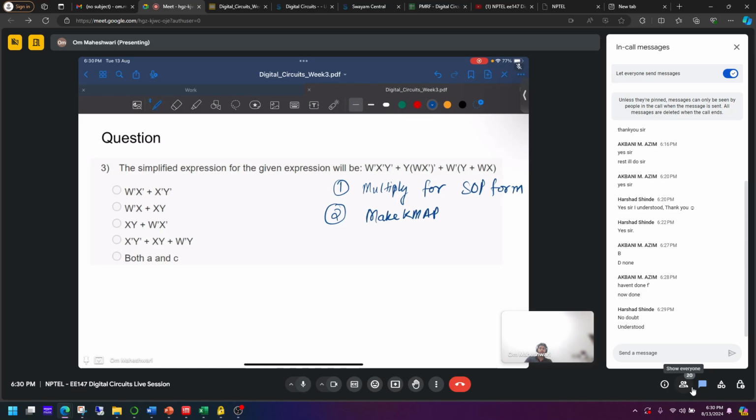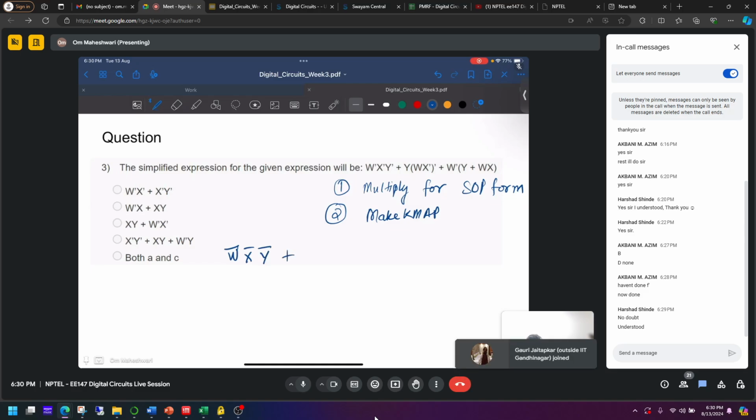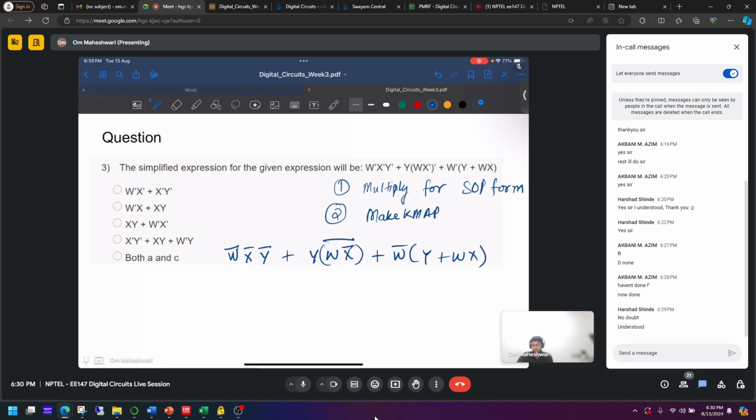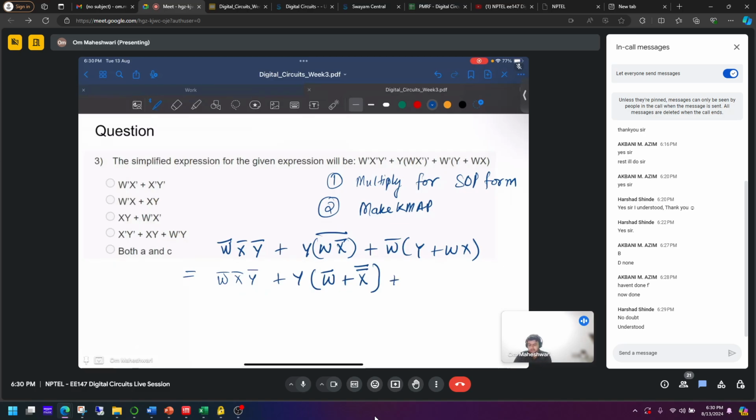So just take a minute. Okay, let us multiply together. Then you guys make K-map and tell me the answer. We have W bar X bar Y bar plus Y W bar, WX bar whole bar plus W bar Y plus WX. So I can write it as W bar X bar Y bar. Now we can apply De Morgan's law here, right? This is something whole bar, so I can write it as Y W bar plus X bar also bar plus W bar Y plus W bar X.